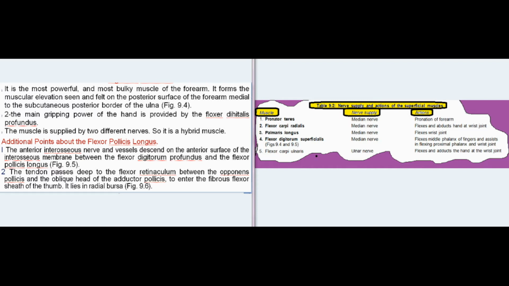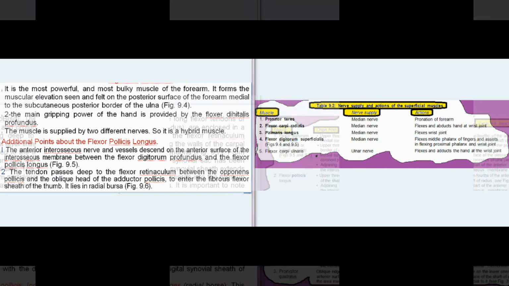Additional points about the flexor pollicis longus. 1. The anterior interosseous nerve and vessels descend on the anterior surface of the interosseous membrane between the flexor digitorum profundus and the flexor pollicis longus, Fig 9.5. 2. The tendon passes deep to the flexor retinaculum between the opponens pollicis and the oblique head of the adductor pollicis, to enter the fibrous flexor sheath of the thumb. It lies in the radial bursa, Fig 9.6.